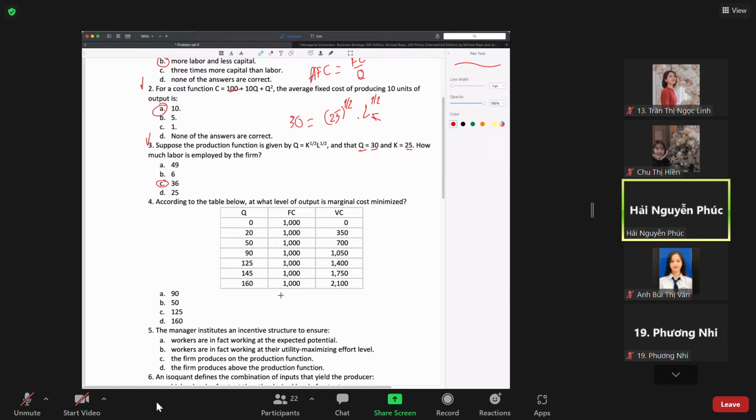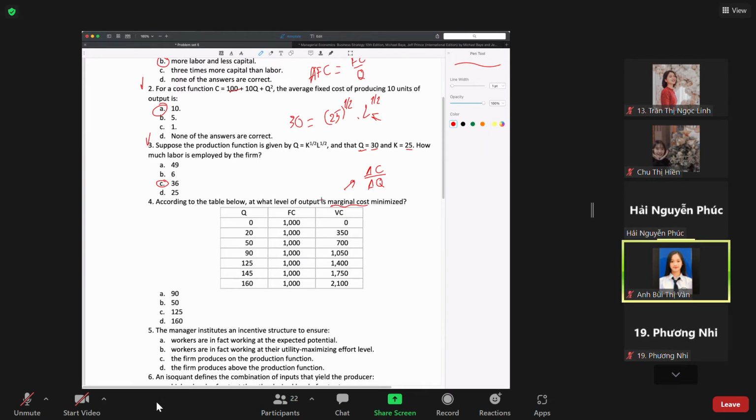What do you think? Let me give you a hint. You should recognize the following. The marginal cost is equal to the change in the total cost divided by the change in the quantity.